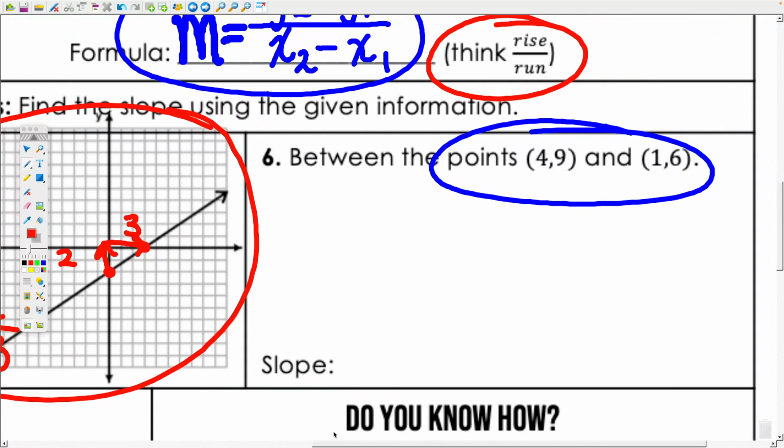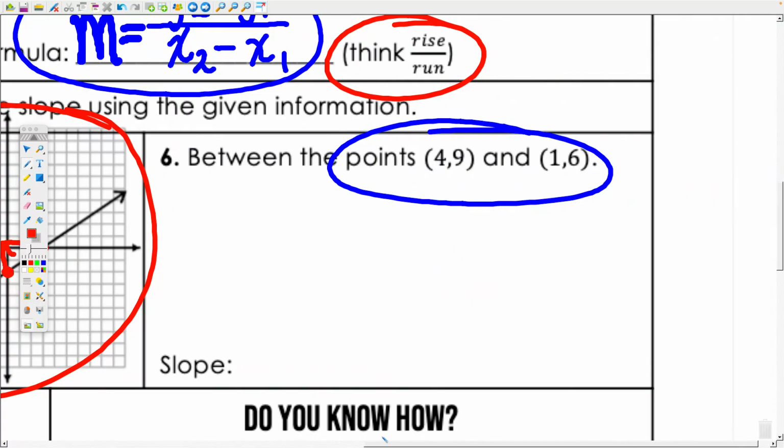Formula time, right here. To do the formula, I need you to do the fraction box on your calculator when it's time to type it in. Don't type it in right now. I want you to write it down first, okay? The formula is m equals y2 minus y1 over x2 minus x1. Let's get this notated.